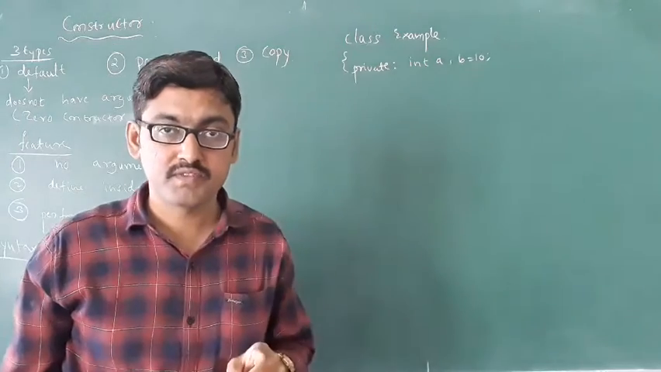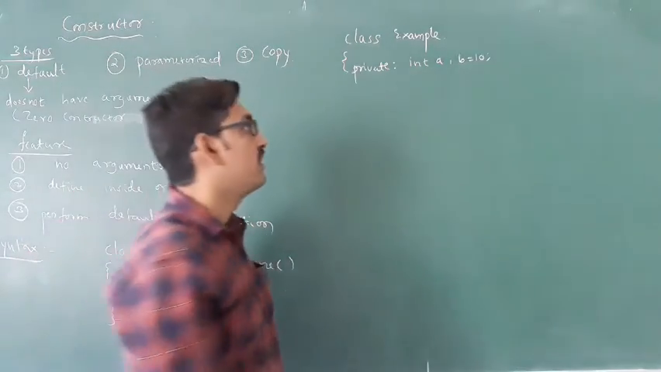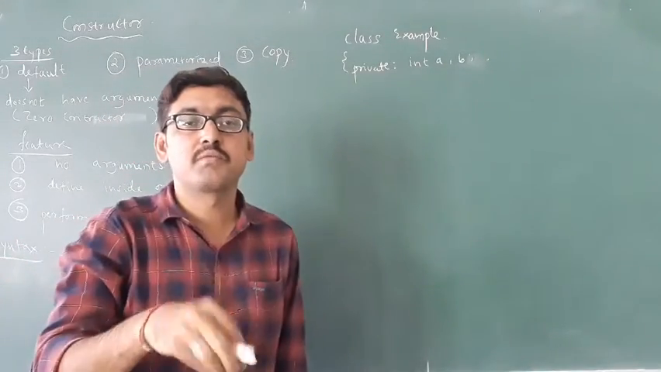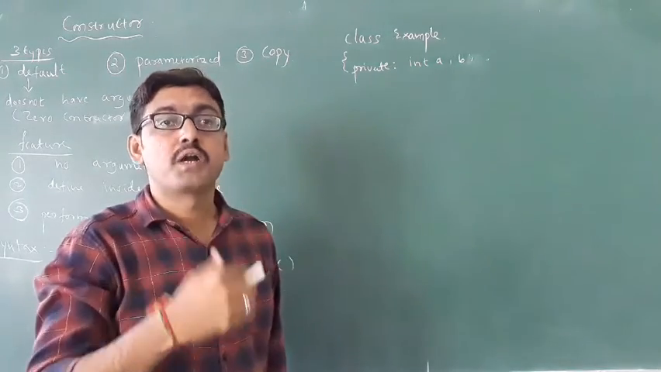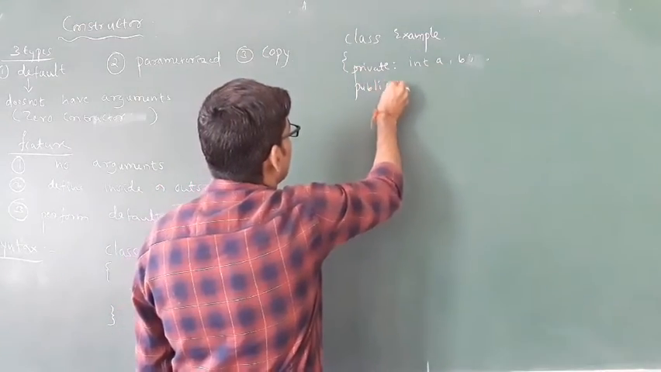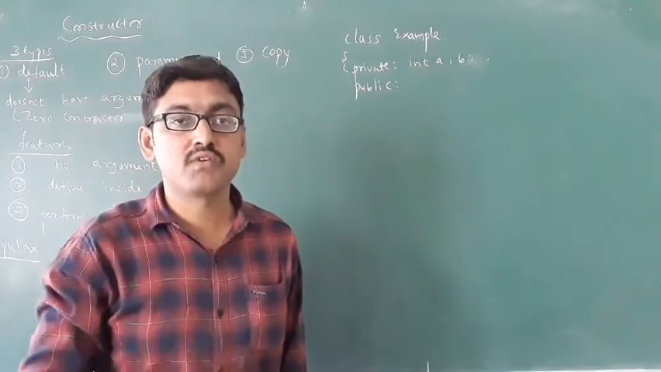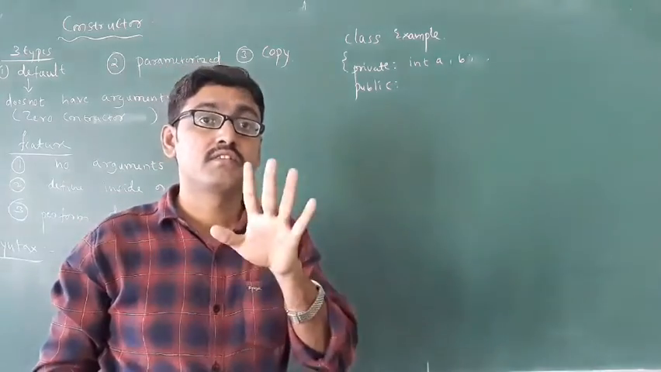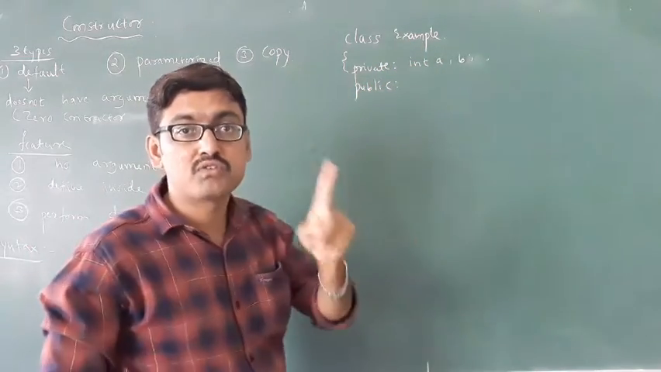To avoid this error, to avoid this drawback, you have to use a constructor. You have to create one constructor and initialize the values in it. How to write a constructor? Always write a constructor in the public section, not in the private section. Then the class name and constructor name are always the same. The class name is example, so the constructor name must also be example.